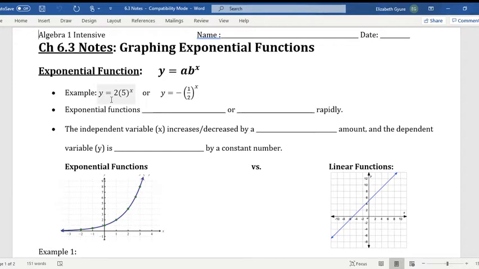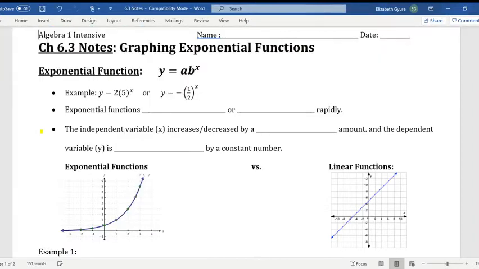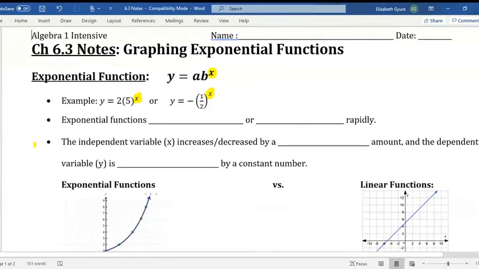Here are two examples of what this could look like. Y equals 2 times 5 to the x. This is an example of an exponential function. Or y equals negative 1/2 to the x. These are both examples of what exponential functions look like. Really, the thing to look for, if you're trying to decide whether this is an exponential function or not, is: do you see how your variable is actually your exponent? That's what really tells you that this is what's called an exponential function.